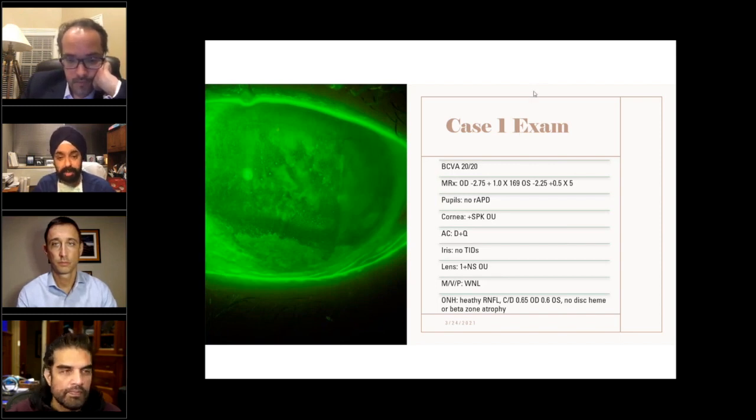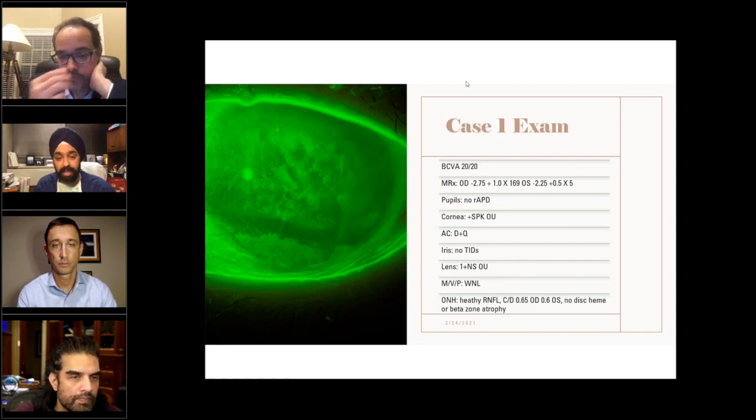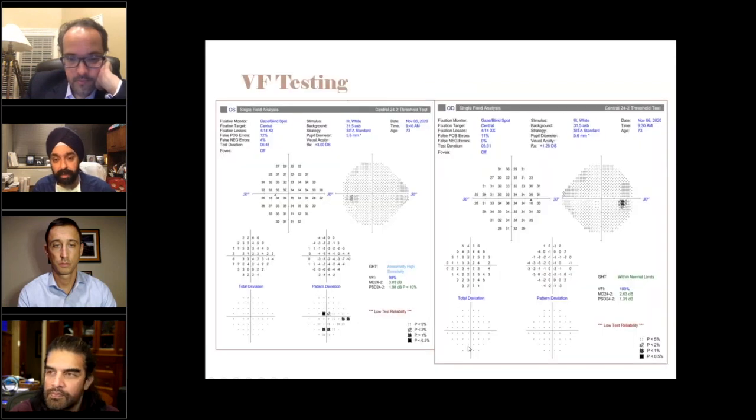Early cataract, but vision was still pretty good, and healthy nerve fiber layer, suspicious optic nerves, but no disc heme. As you'll see here, we go and show the nerve fiber layer and visual fields, pretty healthy fields, nothing that was that scary. Low reliability, of course, as the patient didn't have a great time taking tests.